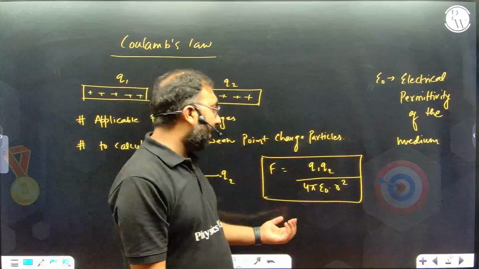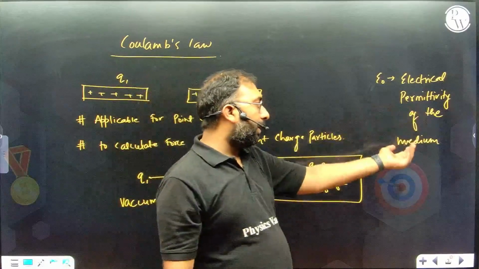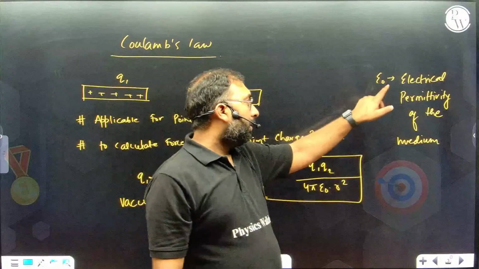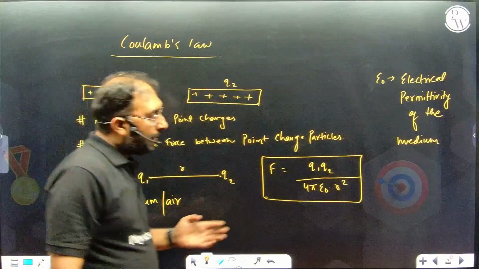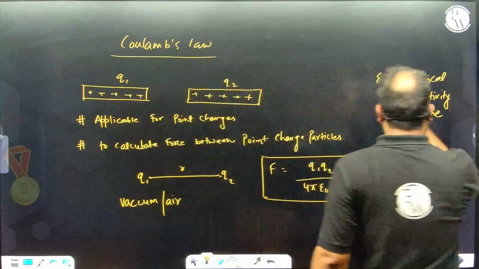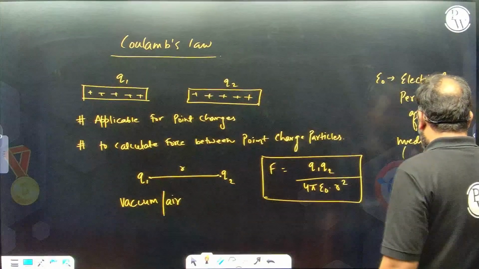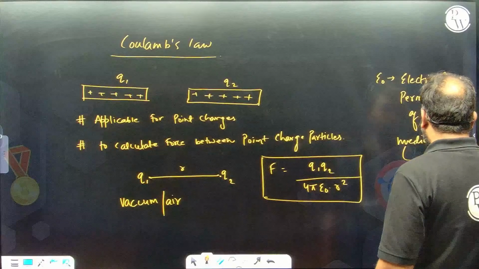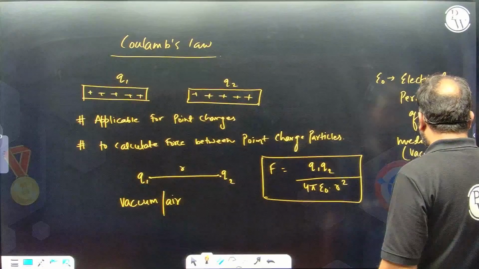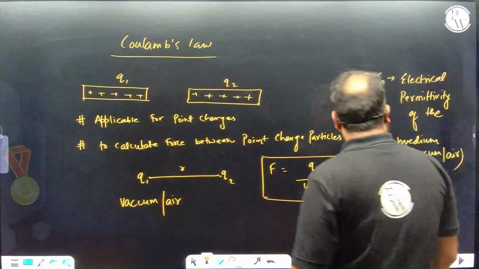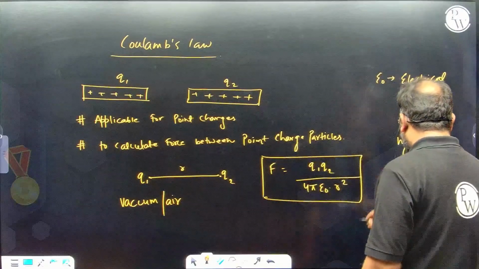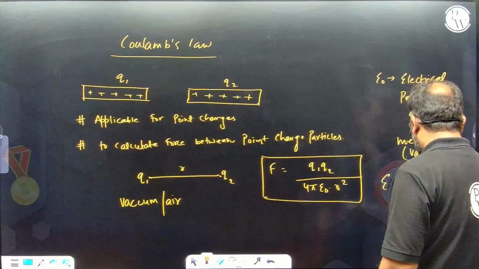In this case, the electrical permittivity of the medium is epsilon, but we are talking about the medium being vacuum or air. So epsilon naught represents the electrical permittivity of vacuum or air. And for other mediums I can simply write epsilon, right?